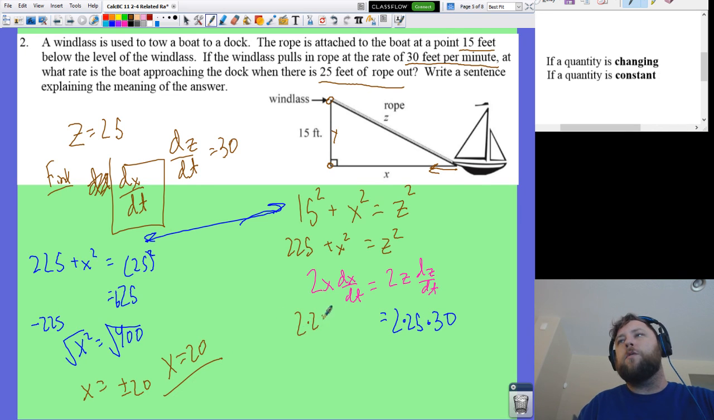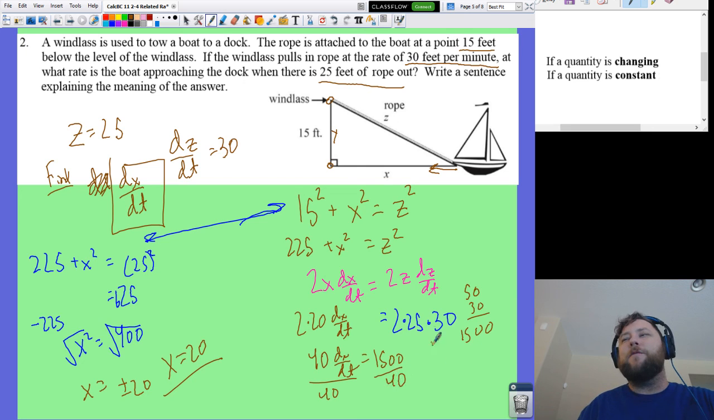I can say 2 times 20 dx/dt. All right, so doing some math, that's 40 dx/dt equals 50 times 30, which is 1500. Then divide both sides by 40. And what you're going to get is dx/dt equals 1500 divided by 40, which is going to be 75 over 2. I'll just leave it as that.